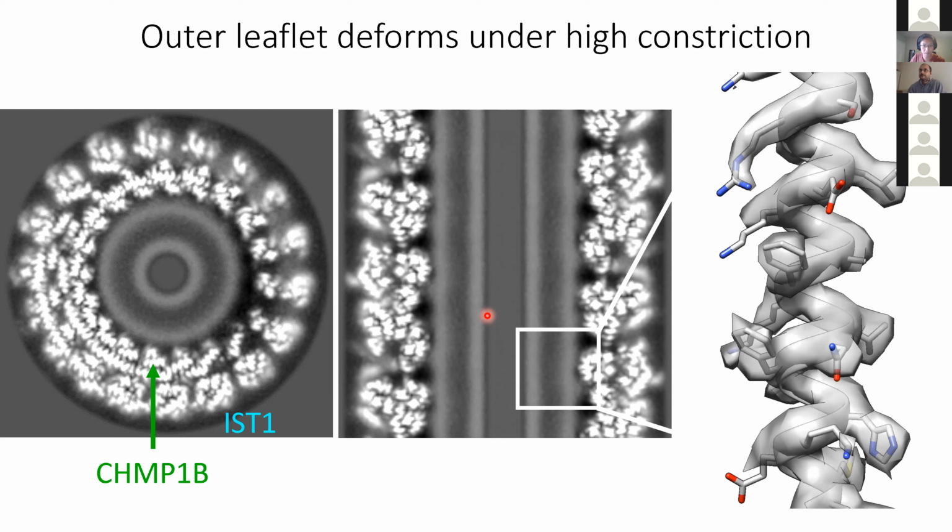Hi, very nice talk. I was curious about the ratio of lipid molecules numbers in the inner and outer leaflet and what happens during constriction. That is a great question.